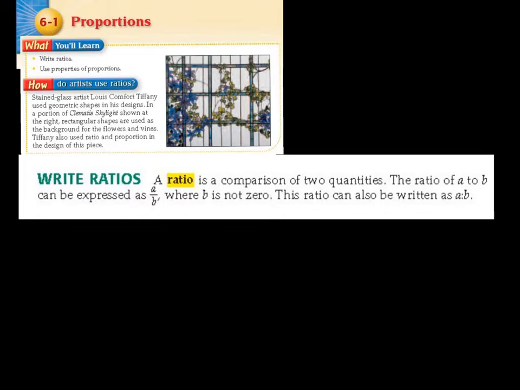A ratio is a comparison of two quantities. The ratio of A to B can be expressed as A over B, where B is not 0. This ratio can also be written as A to B.